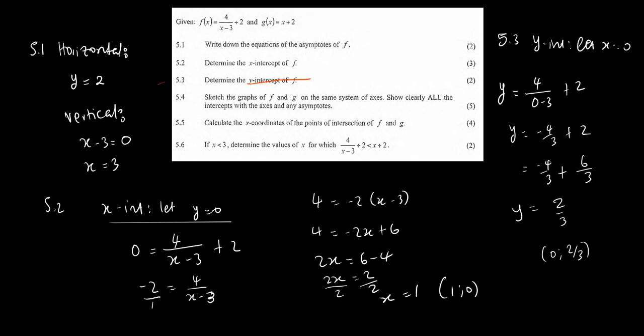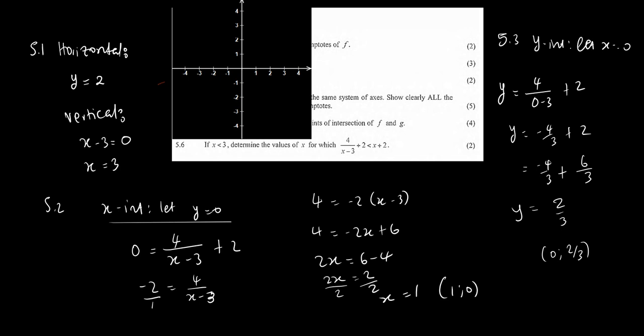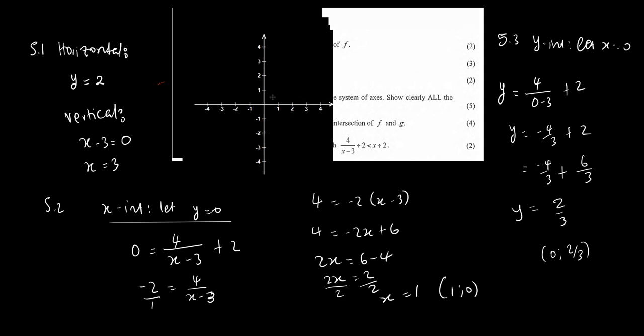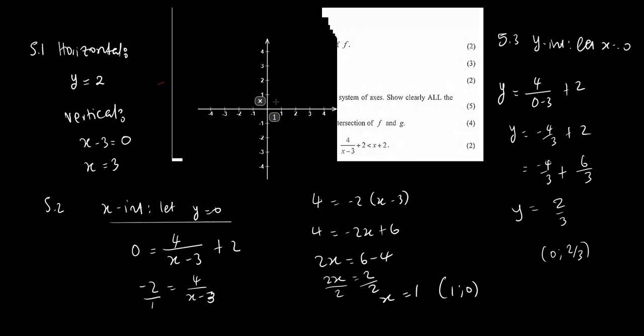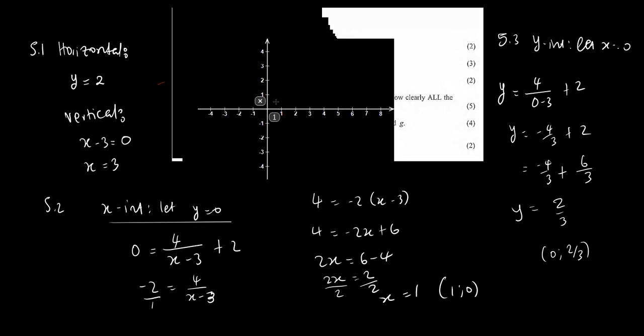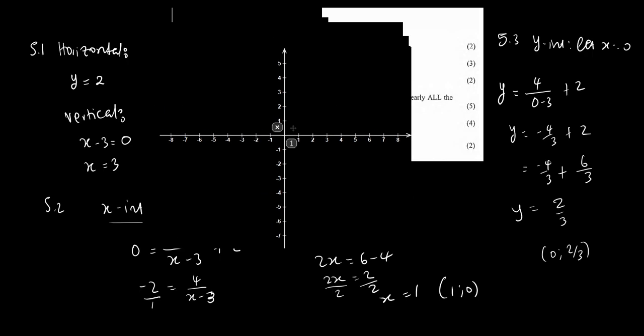So using that, we can sketch the graph. So you might want to have your Cartesian plane. Then on that Cartesian plane, you can increase the Cartesian plane. We are working with f of x equals 4 over x minus 3 plus 2, and g of x equals x plus 2.